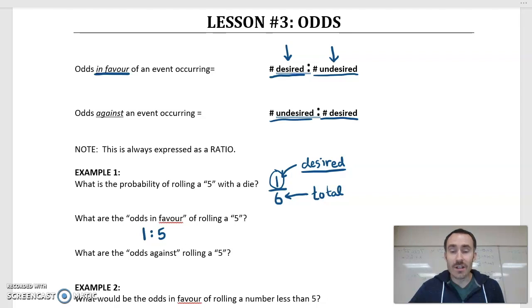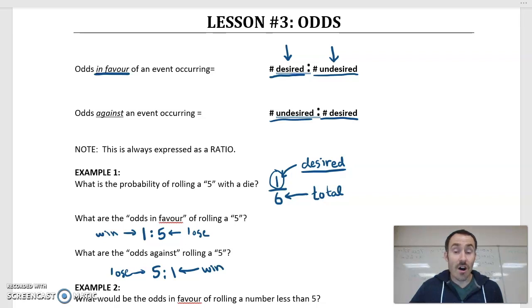What are the odds against rolling a 5? We just flip that around. So the 1 is desired, the 5 is undesired. So these are the winners, these are the losers. And if you're looking for the odds against something happening, you first put down how many are the losing outcomes. It's not always winning and losing, but it's the losing outcomes versus the winning outcomes. So it just flips it around, 5 to 1. So instead of winning on the left and losing on the right, you're starting with the losing outcomes and then the winning outcomes.